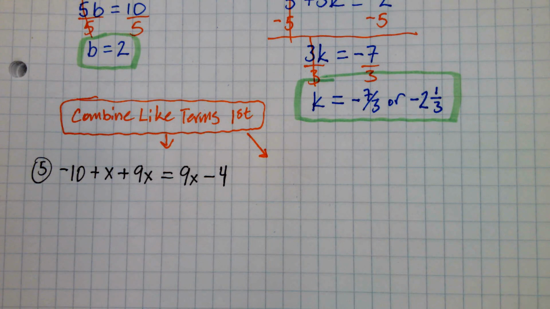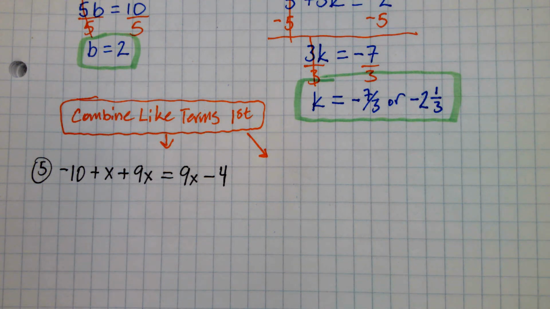Okay. So the hint here is combine like terms first. So you always remember I said you always look at each side. If I look at this right side, I got nothing to combine. But how about this left side? Are there things I can put together on the left side? Yeah, we got x and 9x. They can combine.